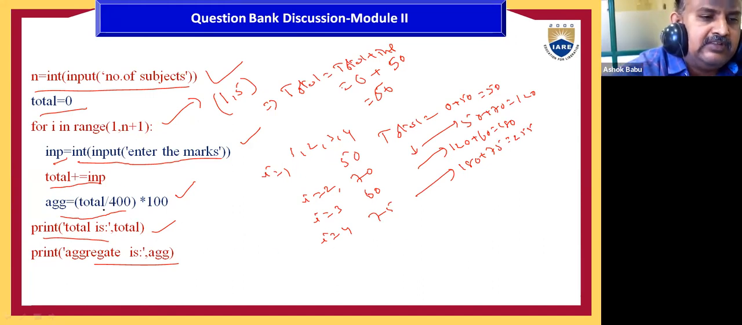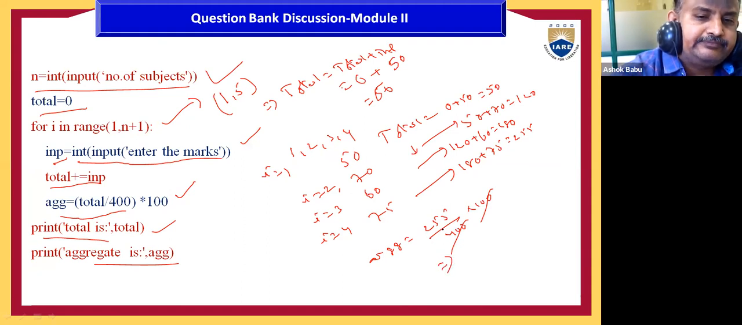Now it will calculate the aggregate. Total equals 255. So aggregate, which is a variable, equals 255 by 400 into 100, to calculate the marks.